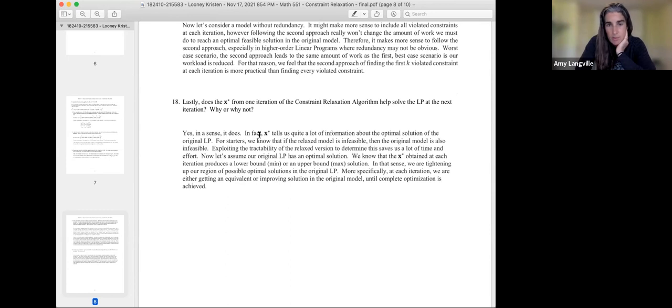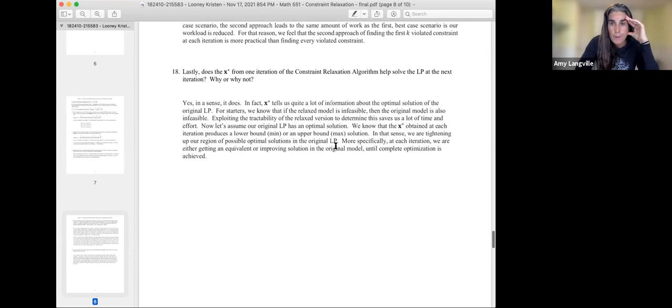But yeah, here's the first part: if the relaxed problem is infeasible, then the original problem is infeasible. So that's a huge help right away. Saves you a lot of time. If you look at this much easier problem and can't solve it, then you've modeled something wrong. Go back to the drawing board, start over.